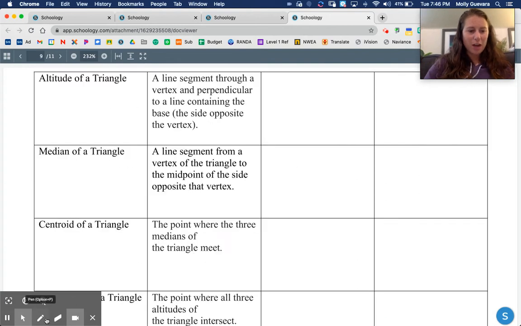All right, so here we are on the terms page, and we're going to finish out our terms today. We're going to start with the altitude of a triangle.